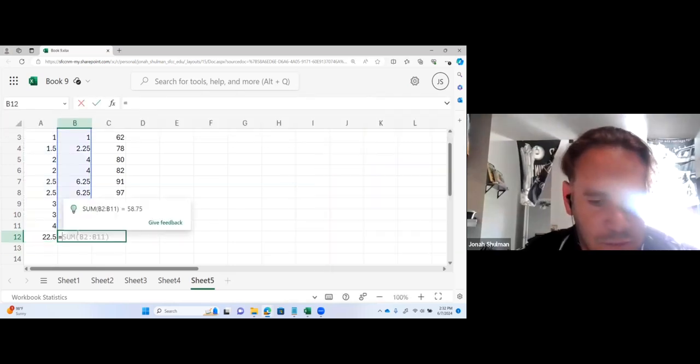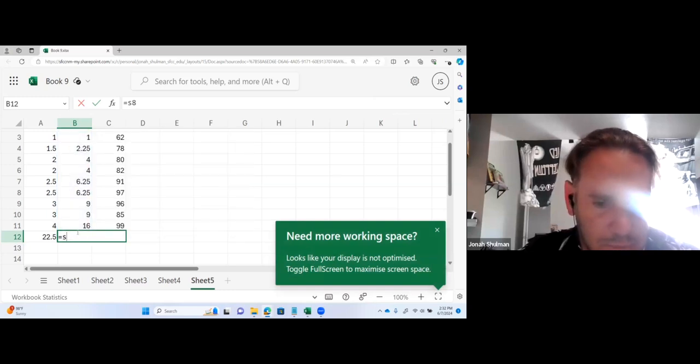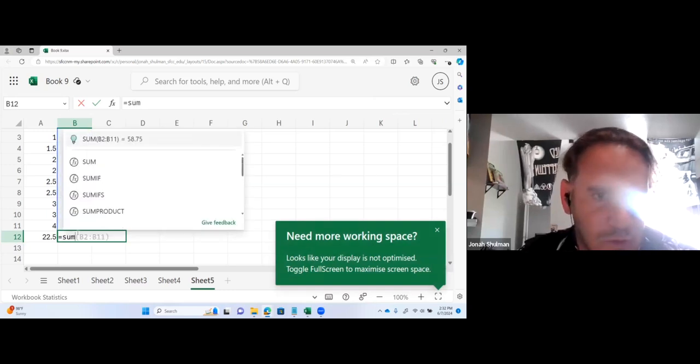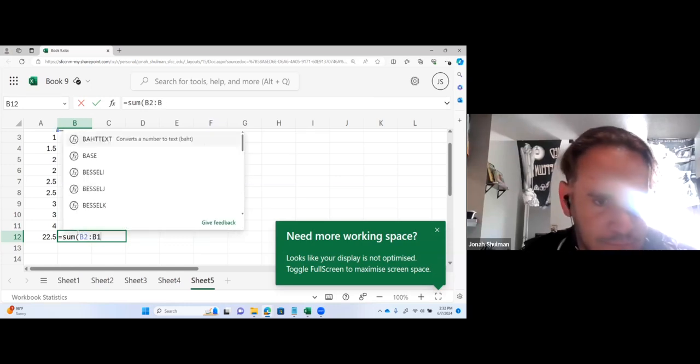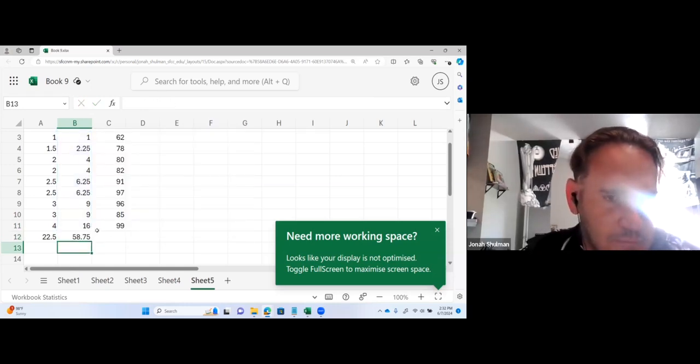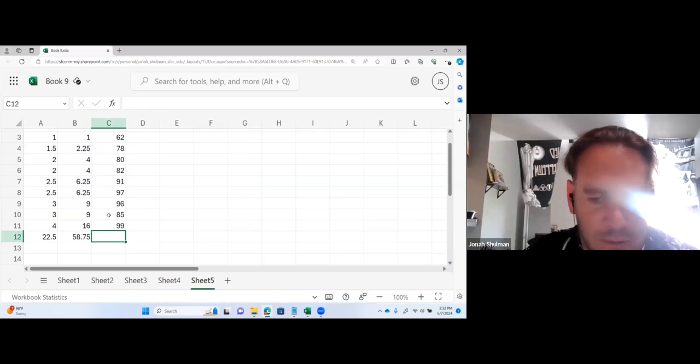You can do equal sum as well if you want. That's what the sigmas are. Those are all those equal sums. And we want B2 to B11. Perfect. And then we can sum it by doing equal sum.